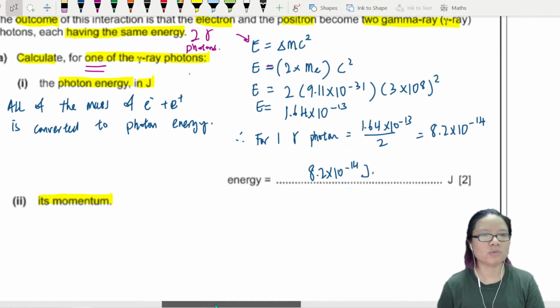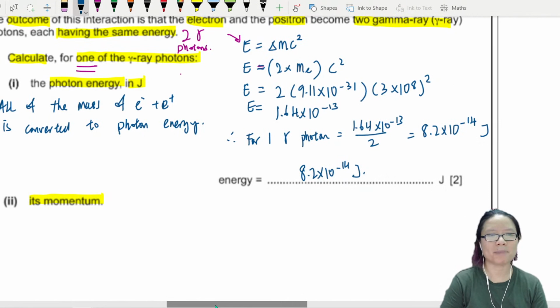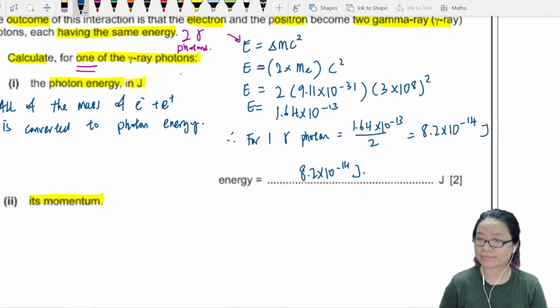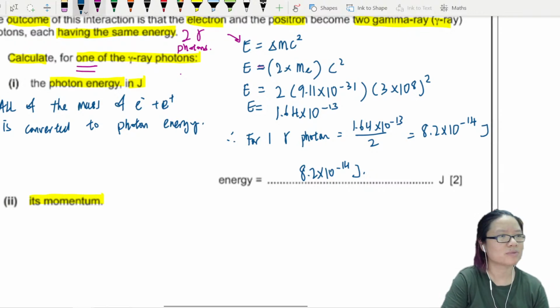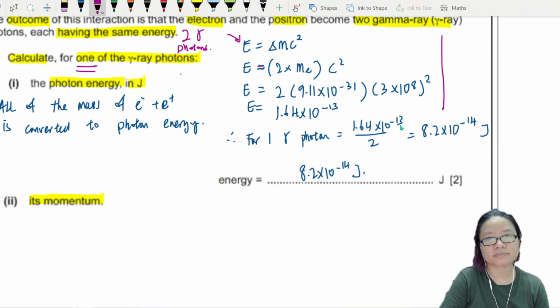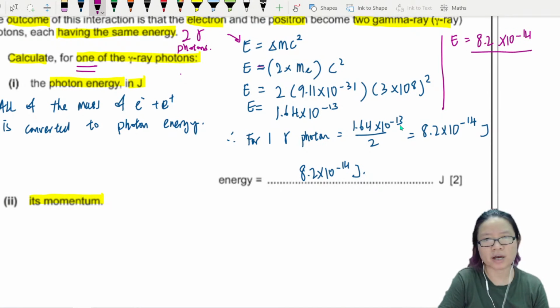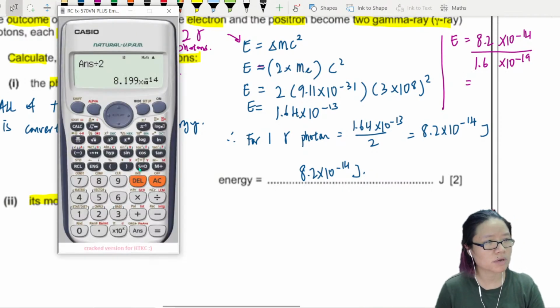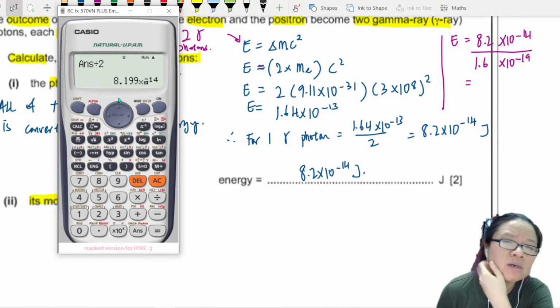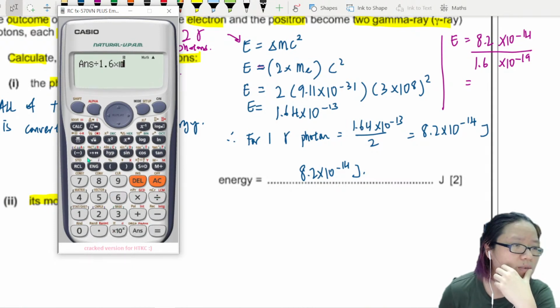And maybe you can humor me a bit. We are also going to convert this to mega electron volt. If you remember how to convert this to electron volt, I'm going to use a different color. Our E was 8.2 times 10 to the power of negative 14. To convert this to electron volt, I will divide by the electronic charge. I think 8.2 is better, because if you put 8.19, you're not rounding it correctly. So I'm going to divide this by 1.6 times 10 to the power of negative 19.